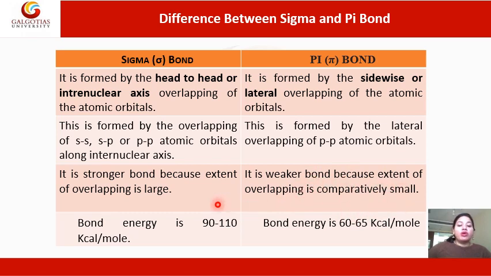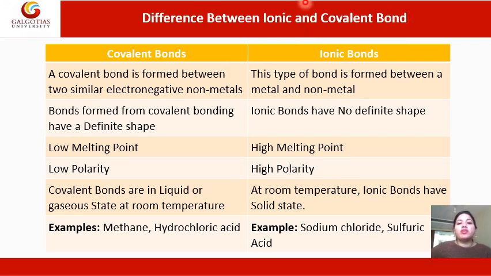In the sigma bond, the energy is 90 to 110 kilocalories per mole, whereas in pi bond, the bond energy is 60 to 65 kilocalories per mole. What is the difference between ionic and covalent bond? Covalent bond is formed between two similarly electronegative nonmetals, whereas ionic bond is formed between a metal and a nonmetal.